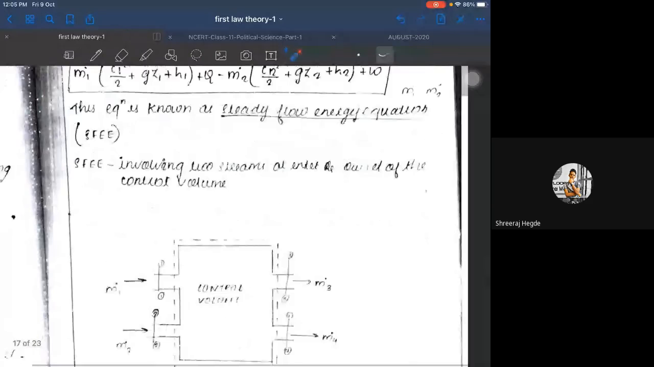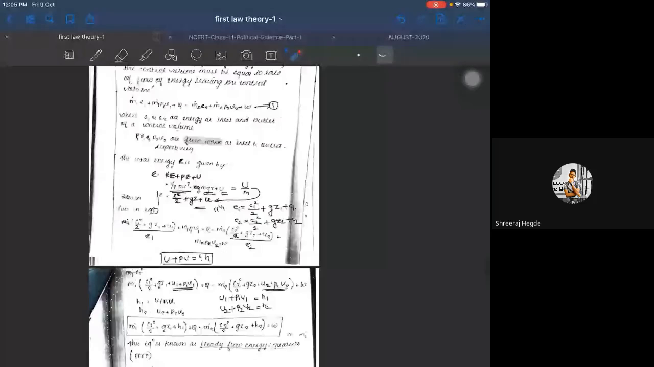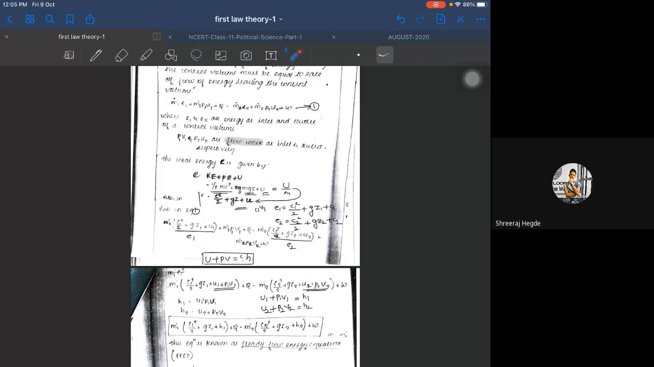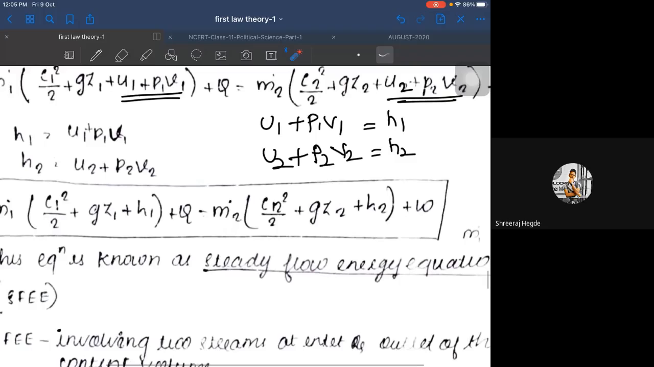Understood? Any doubts in this derivation? It's very simple. Any doubts here? Any doubts, guys?